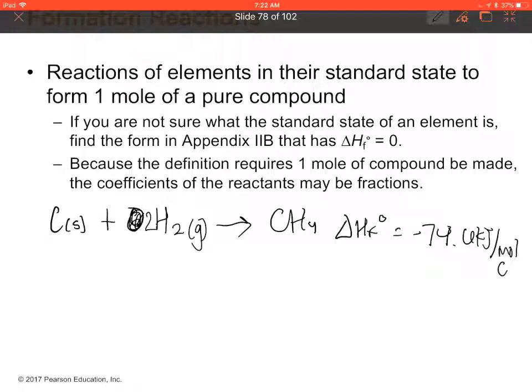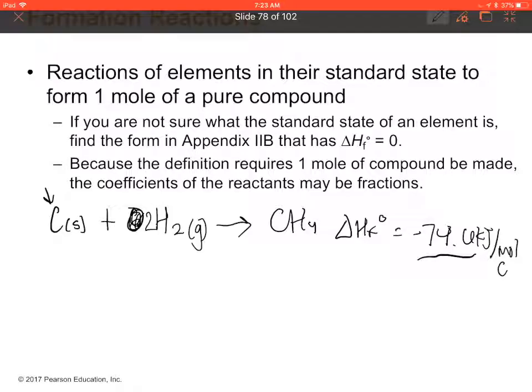The carbon in this equation must be graphite, the most stable form of carbon at 1 atm and 25 degrees Celsius. This is pencil lead, basically. For methane, as with most compounds, the standard heat of formation is negative. Continuing our analogy, if we think of pure elements in their standard states as being at sea level, then most compounds lie below sea level.